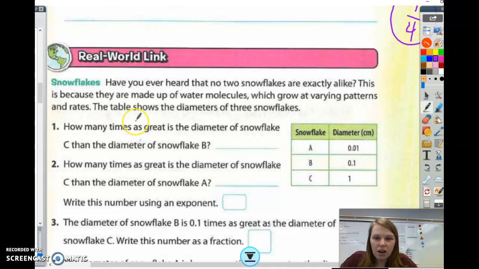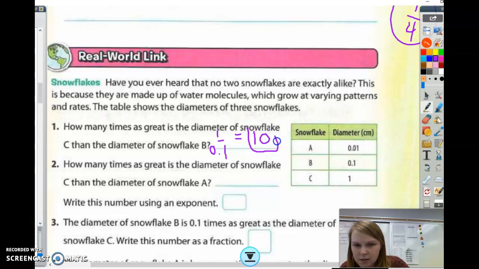So, this is talking about snowflakes. Using our table, how many times as great is the diameter of snowflake C than B? In order to do that, thinking out loud, wouldn't we do C divided by B? So C is 1, B is 0.1. Plug that into your calculator. What do you get? 1 divided by 0.1. That gives me 10. So that's 10 times as great.